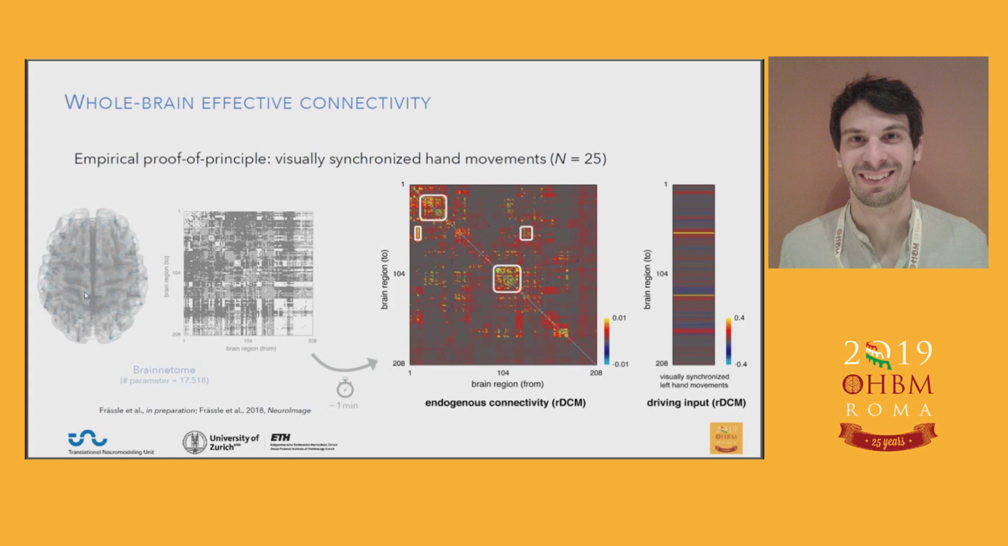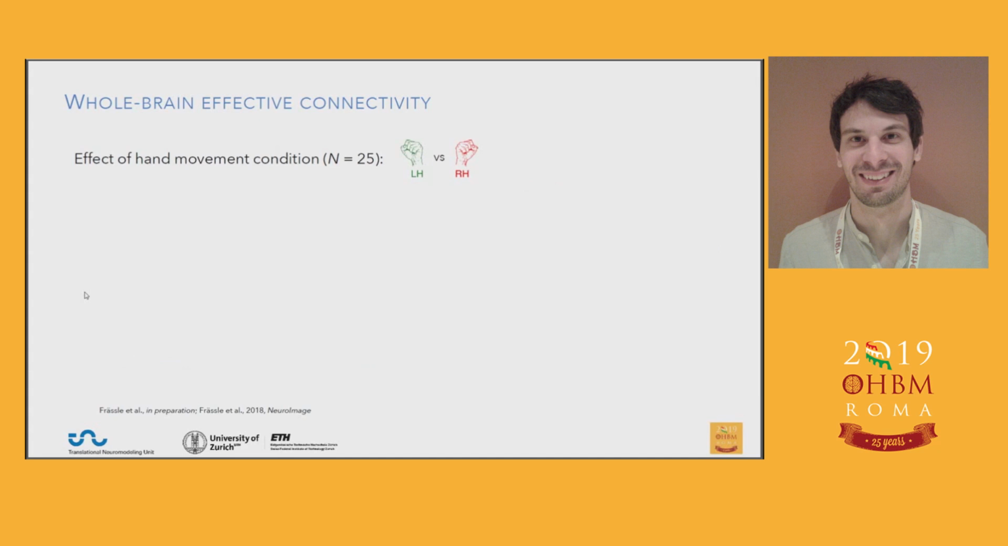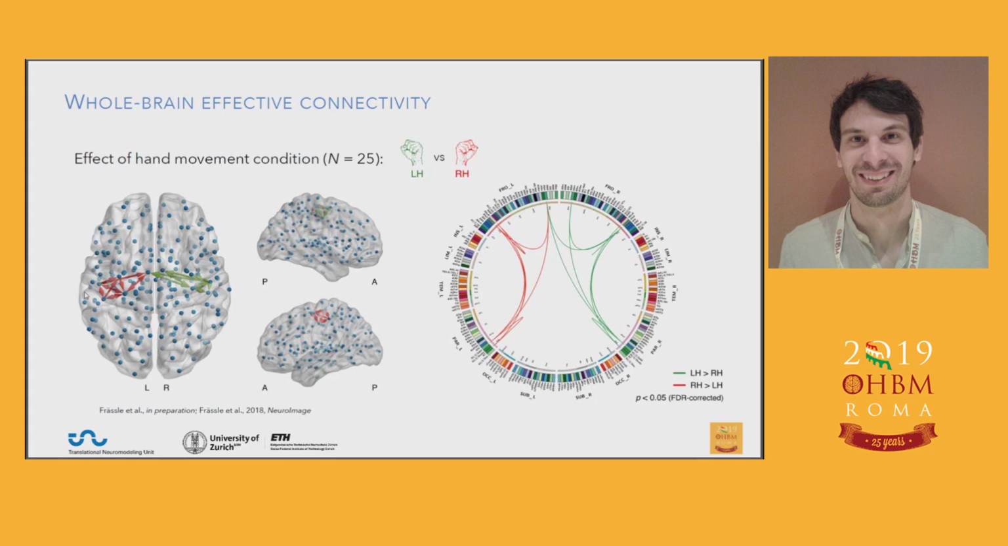But we went one step further. We also looked at the differential contrast between left-hand movements and right-hand movements. And when we do that, we get a pattern that looks like this. So those are the same results, just presented as a connectome and projected onto the 3D whole brain volume. And what you can see is in green, connections that were significantly stronger during left-hand movements as compared to right-hand movements, and the opposite for the red arrows or lines, those were significantly stronger during right-hand movements as compared to left-hand movements. And that's multiple comparison corrected across all those 18,000 connections.